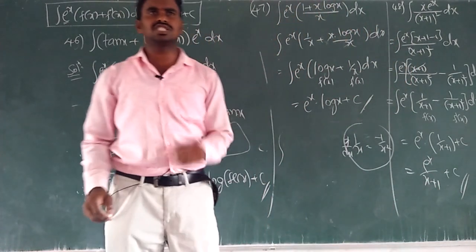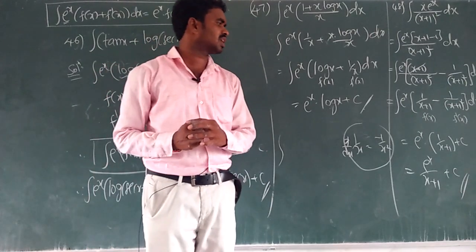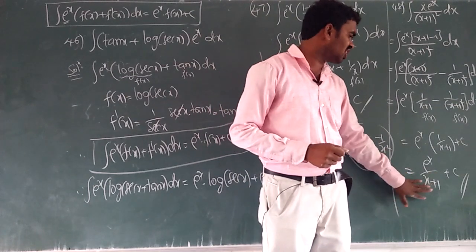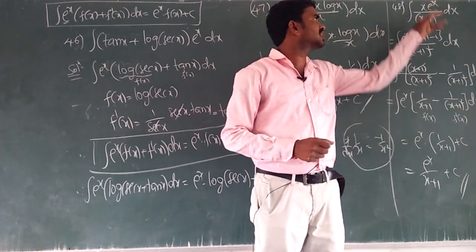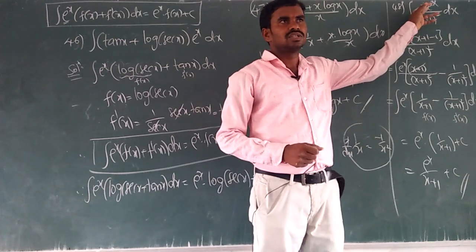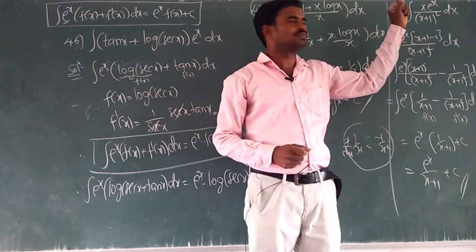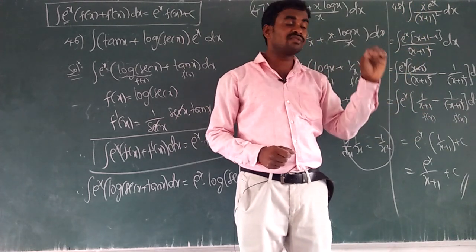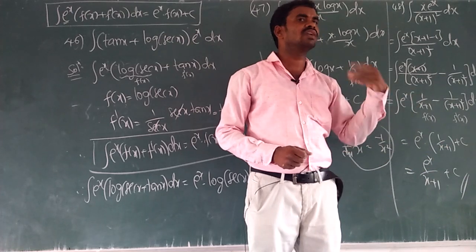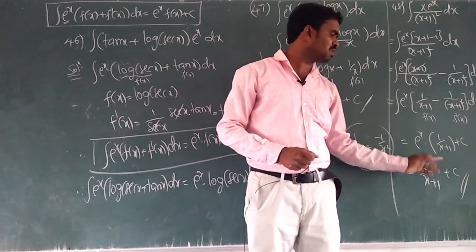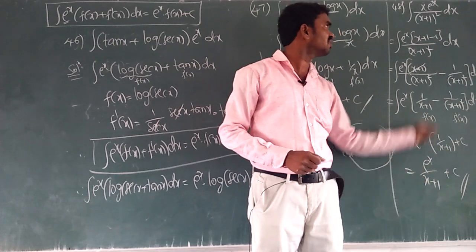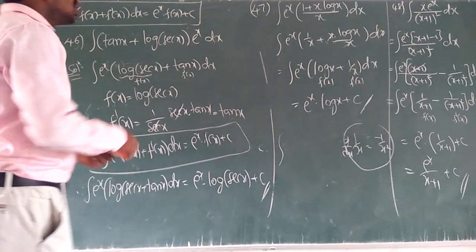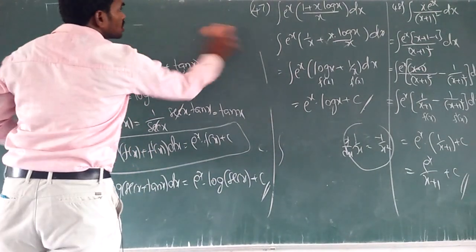In these integrations, if you have doubt whether our answer is right or wrong, we can check. Very simple. By differentiating this answer, you will get this question. Integration and differentiation are quite opposite. We can find integration by different methods, but for derivatives we have only a few methods: u into v, u by v. So find the derivative of this function and you will get this one. Through that you can check whether it is right or wrong. Okay. Next, one more question of the same type.